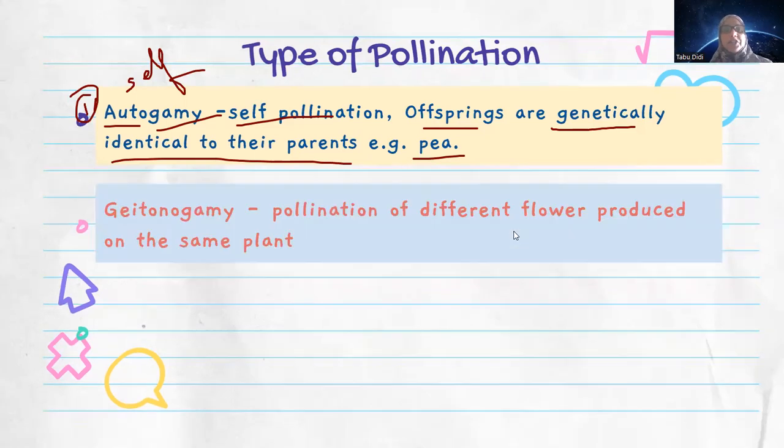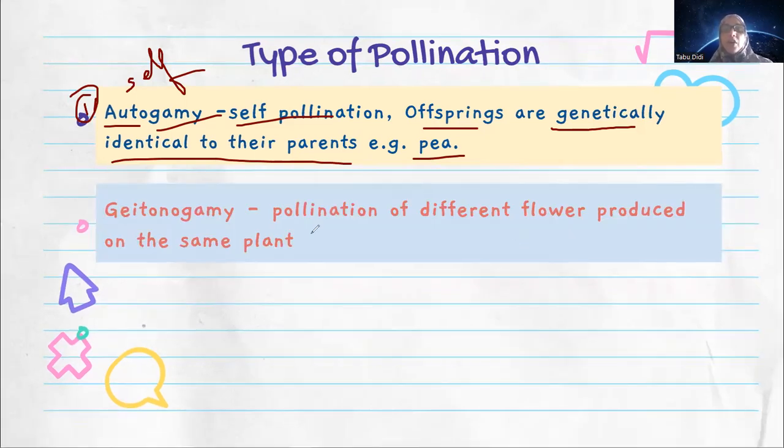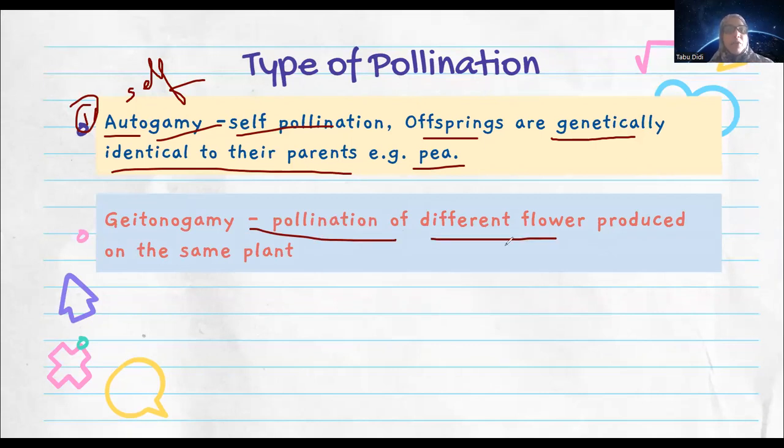Another type of pollination is geitonogamy. What is this? Pollination of the different flowers produced on the same plant. So when pollination takes place between different flowers, but they are on the same plant, it is a subtype of self-pollination. We give it a specific term known as geitonogamy. So autogamy is the same flower, same plant. Geitonogamy, different flowers but of the same plant.